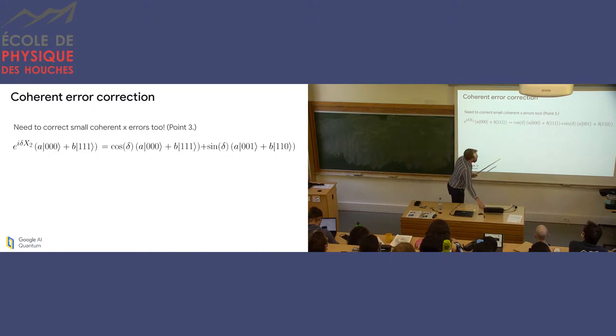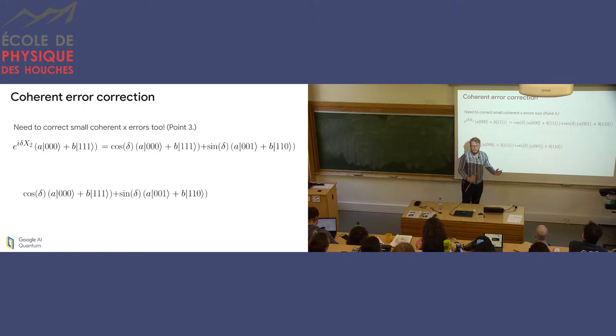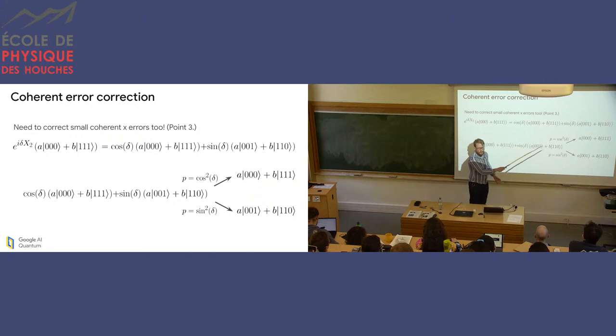So how do I deal with this error channel? Well, I do my measurement, and now imagine I do my bitwise measurements on these guys. Remember that I've chosen these bitwise measurements precisely so that they don't collapse the basis state. I don't collapse this superposition. But because the bitwise measurement distinguishes between this state and this state, I do collapse this superposition. And that's a good thing. So with probability cos squared delta, no error occurred. With probability sine squared delta, an error occurs.